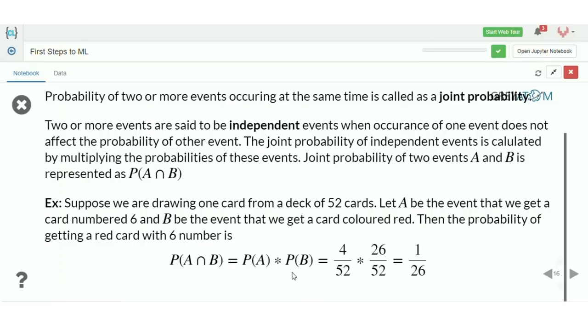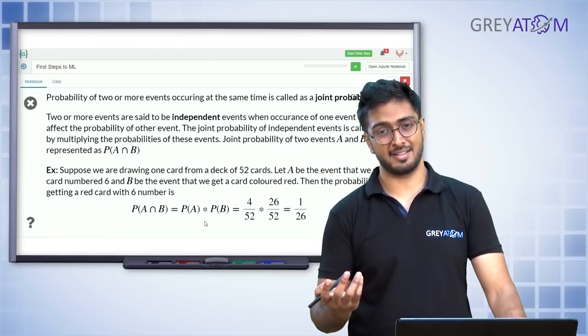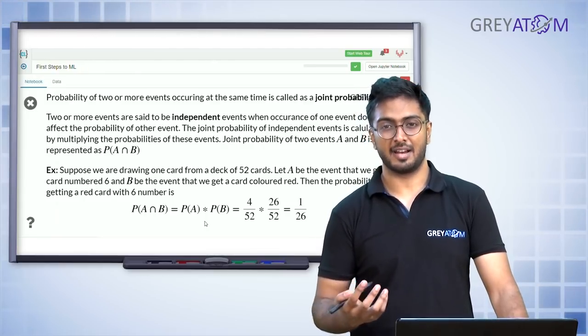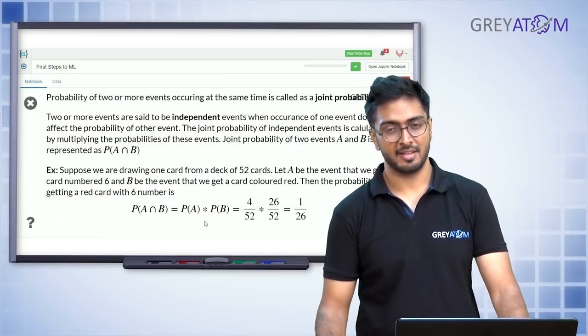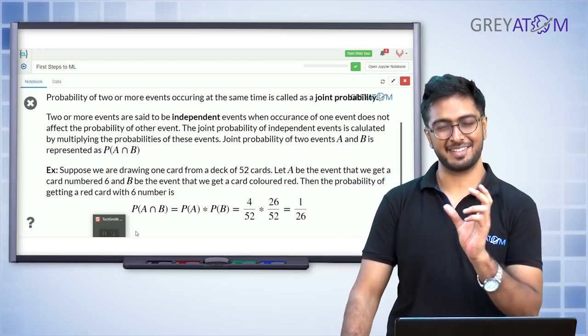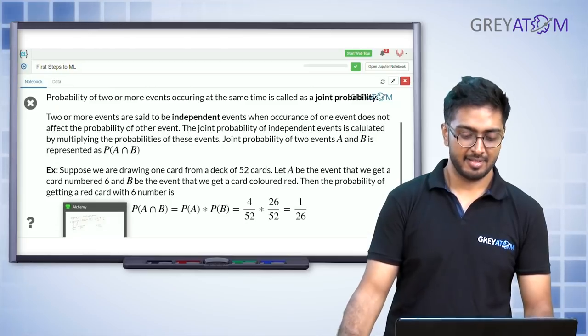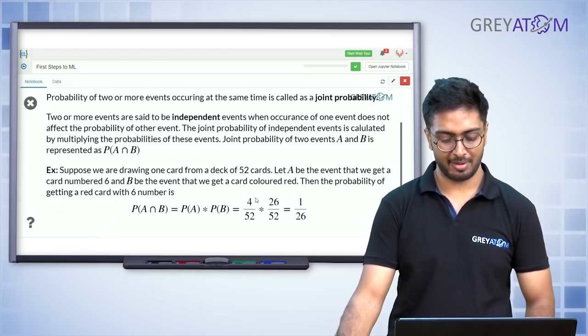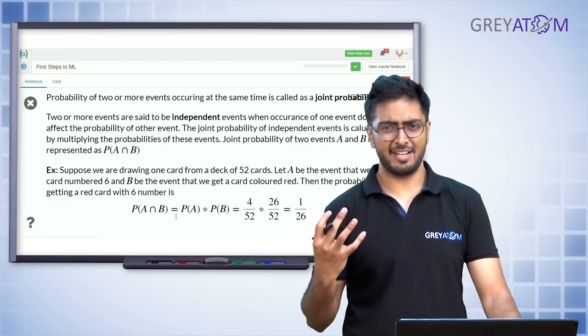And the probability of B is basically this event where the card could be colored red, right? So there are 26 cards that are colored red. There are 13 each of hearts and diamonds. So there are 26 cards that could be colored red. So 26 out of 52. So your 4/52 times 26/52 comes out to be 1/26. So that's fairly understandable, right?